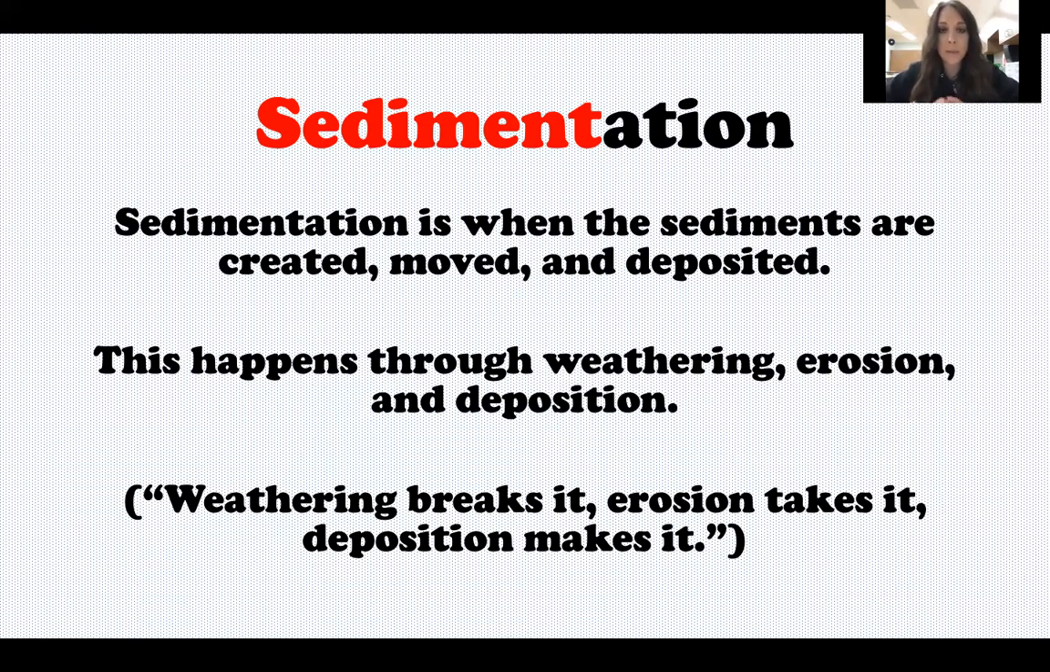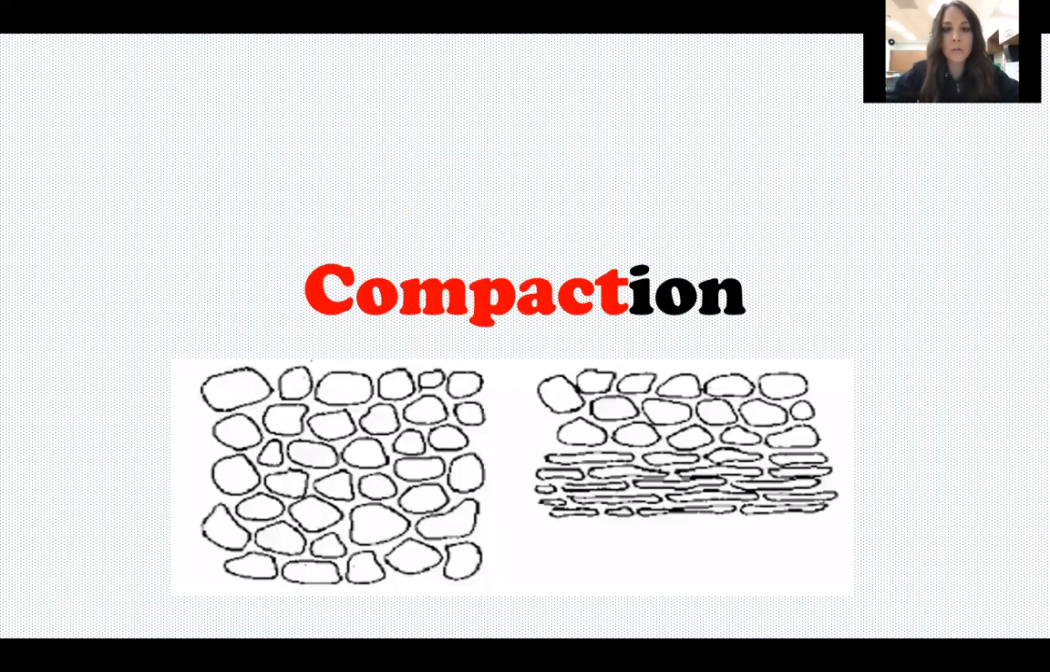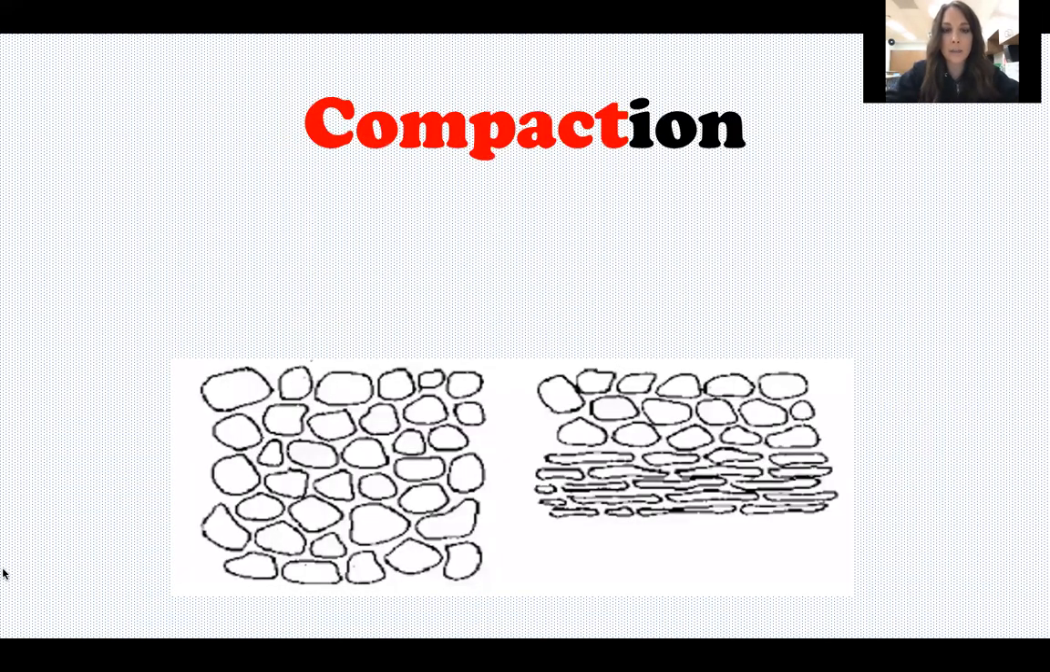Okay, so step 1 is sedimentation, when the sediments are created, moved, and deposited by weathering, erosion, and deposition. Step 2 is called compaction. So there I have the word compact. When something is compact, that means it's squeezed, it's made tighter, it's made smaller.